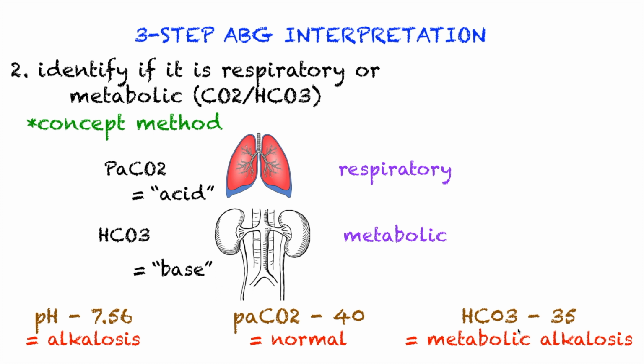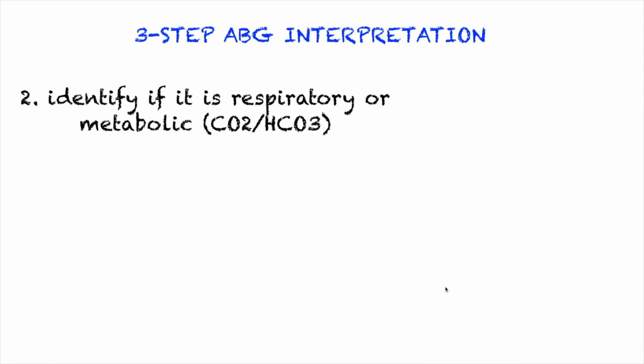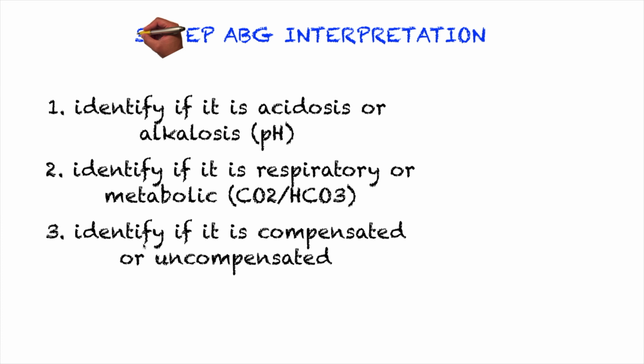You have to remember that the examples we just used are examples of uncompensated ABGs. If your pH becomes normal and both of them are abnormal, we have compensation going on. We're going to talk about that in step number 3, which is identifying whether it is compensated or uncompensated.